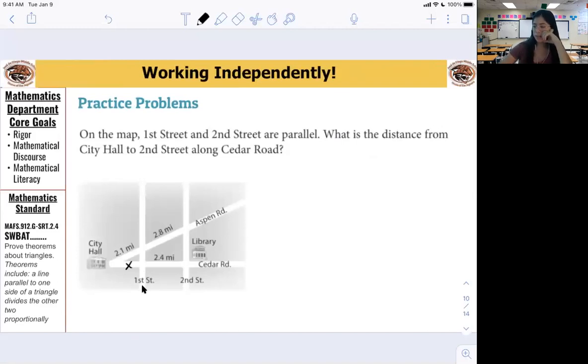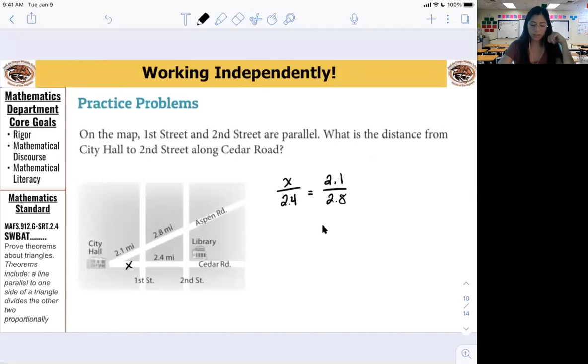All right, time is almost up. So what do we got? What is our proportion going to be? I got a bunch of decimals when I did mine. Yes, they're all decimals. I did x over 2.4 equals 2.1 over 2.8. Good.